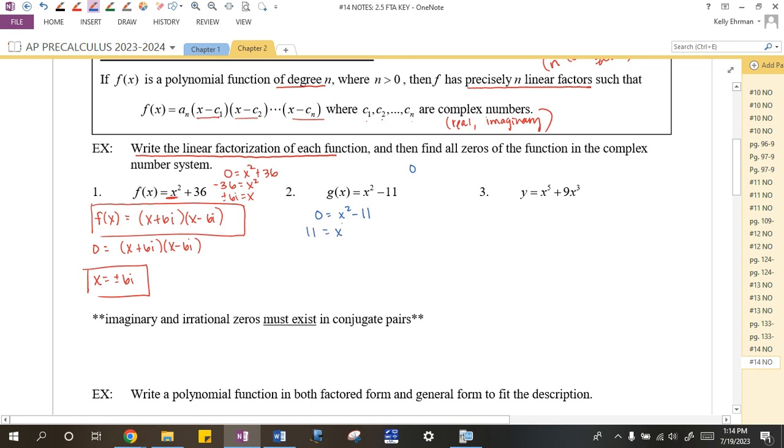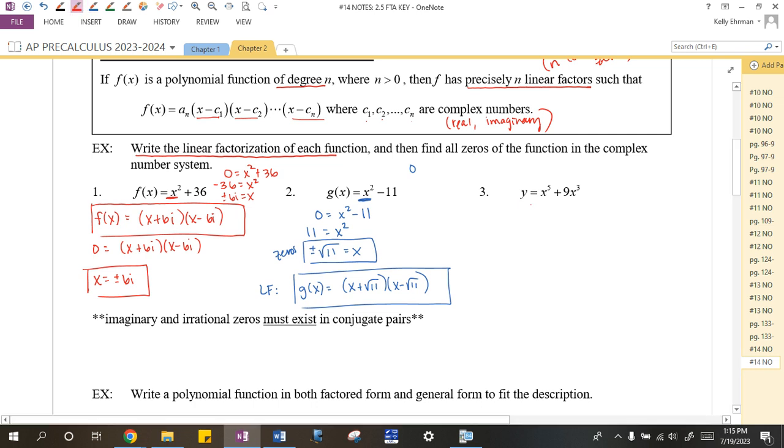So we add 11 to the other side. We get zeros of plus or minus the square root of 11. Those are the zeros. The linear factorization is g of x equals... There's nothing in front of the x squared, so I'm going to leave nothing in front here. And then x plus radical 11, x minus radical 11. Doesn't matter which plus or minus you write first. And you can always check your answer by distributing your factors back together and seeing if you get back to the original g of x or f of x or whatever.